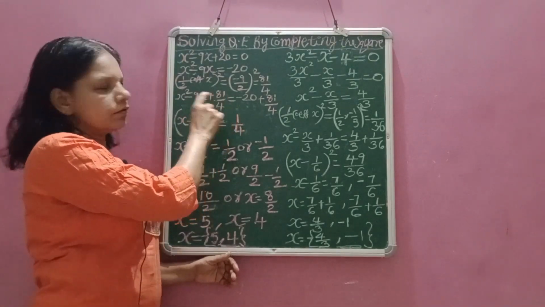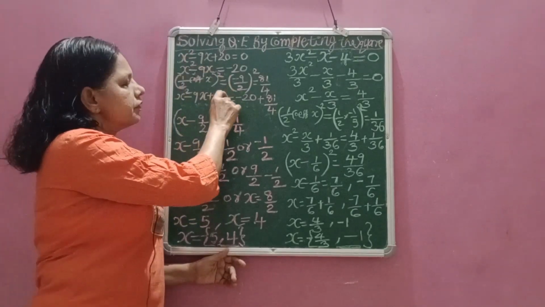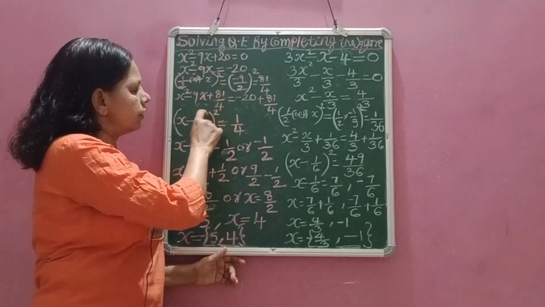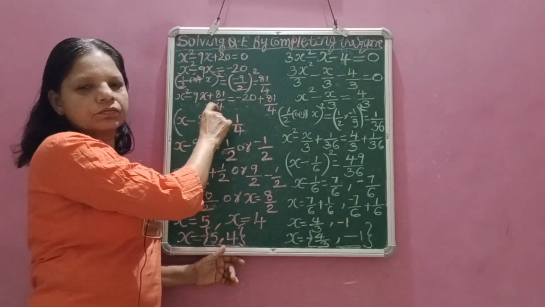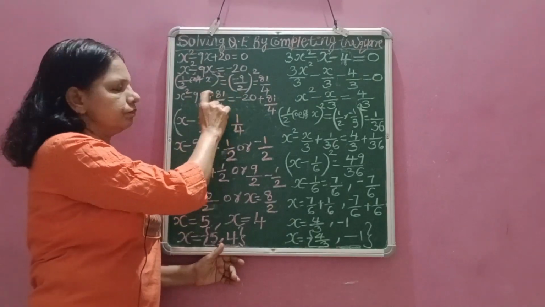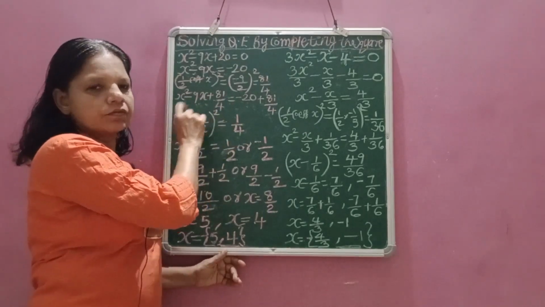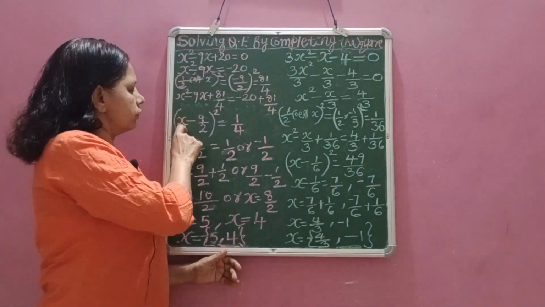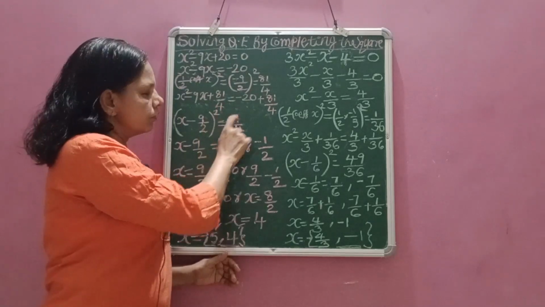What is a? Square root of x square, x. That is understood. And what is b? Square root of 81 upon 4. Square root of 81 is 9, and square root of 4 is 2. So 9 upon 2 is the value of b. That is b square. So this is of the form a square minus 2ab plus b square. So we can write that as a minus b the whole square, that is equal to x minus 9 upon 2 the whole square equal to 1 upon 4.